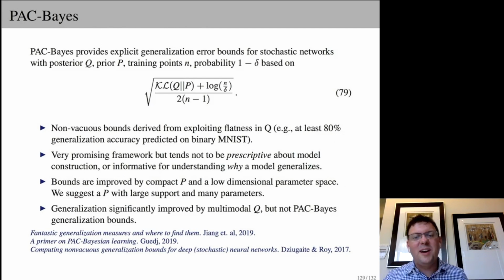And in fact, if we were to try to treat it as a prescription, what we would get is sort of almost contrary to a lot of what we've discussed. The bounds are improved by compact priors, for example.